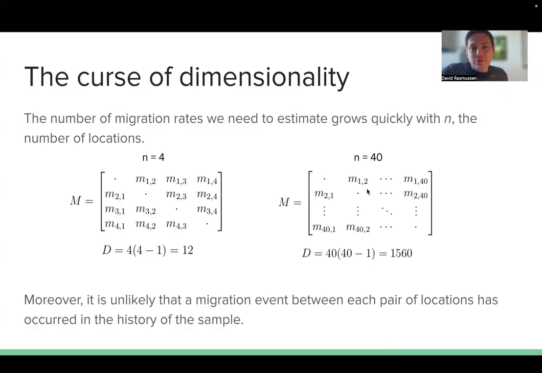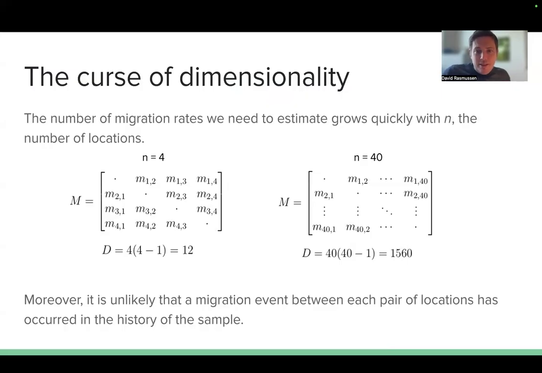Then this leads to a truly massive migration rate matrix. So for n equals 40, there'll actually be close to 1,600 migration rates that we'll have to estimate. And that's problematic for a few reasons. One is sort of just like the classic statistical overfitting problem: if we have all these additional parameters in our model, we don't think that we'll be able to reliably estimate them all.